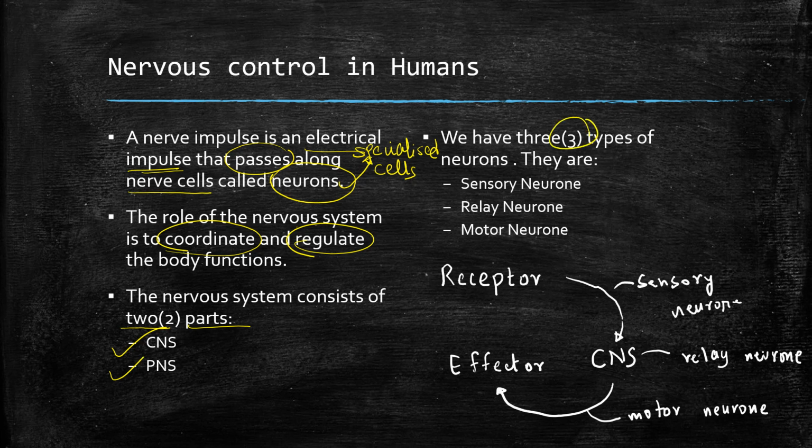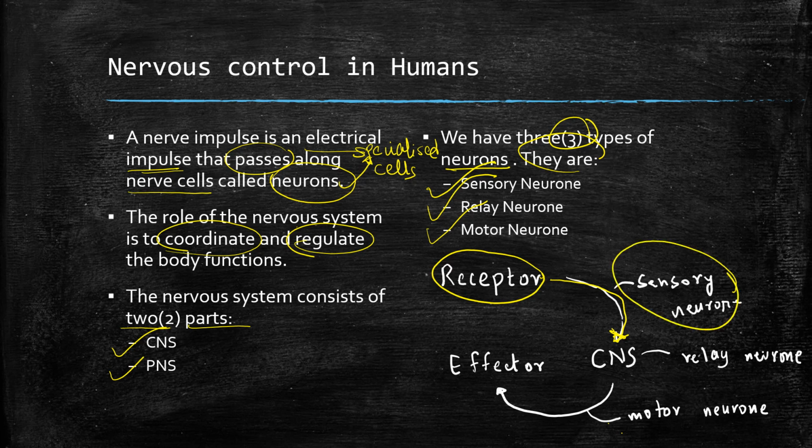Now we have three types of neurons. They are sensory neuron, relay neuron, and motor neuron. What happens is that the receptor detects stimuli, and it passes it to the CNS through what? Through the sensory neuron. Now the relay neuron is in the CNS, where the impulse is processed. And then the response that needs to be carried out is passed through the motor neuron to the effector.